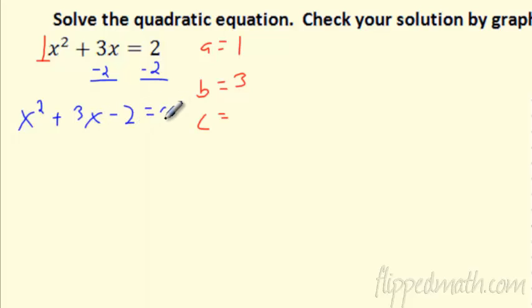It only works when you set it equal to 0, so be careful there. Now I know C is a negative 2, so I've got my A, B, and C. I'm ready to use the quadratic formula. This is really just a matter of plug and chug. I love it. So let's plug these in.